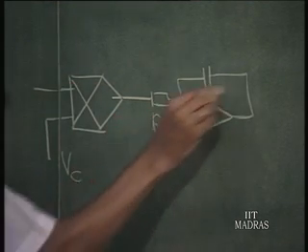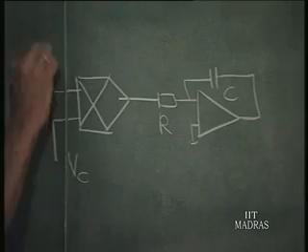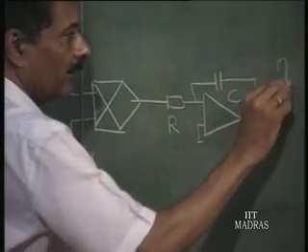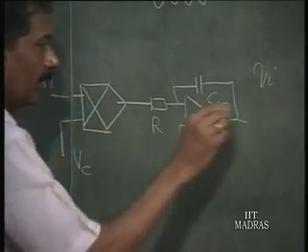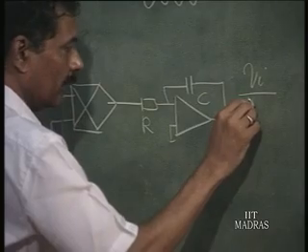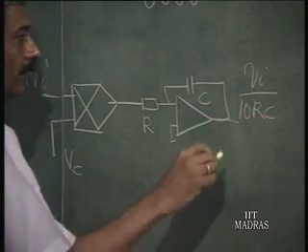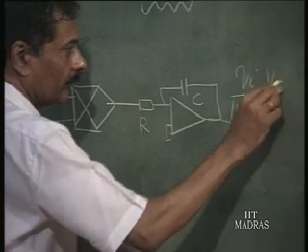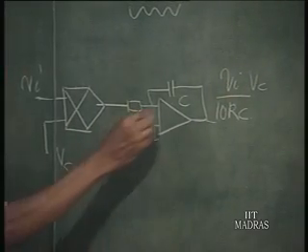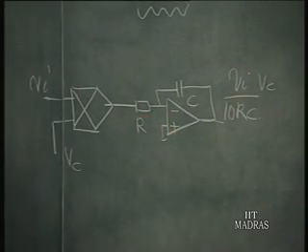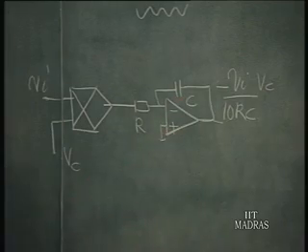So, this is R, this is C. So, if this is V I, this is going to be V I by 10 R C, okay, into V C with a negative sign into integration.